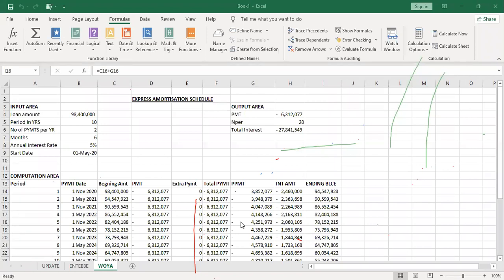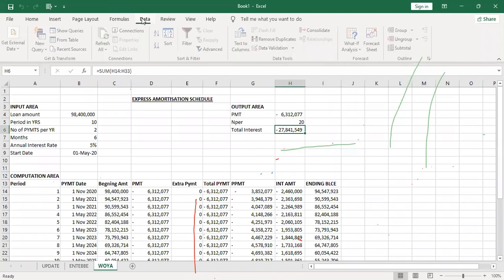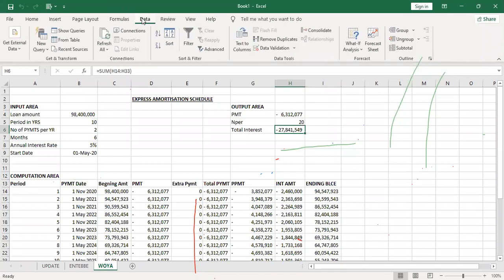So now when you click on the total interest, click on data. You see where there is a data tab at the top after formulas? Members, are you able to see the data tab after formulas? You can see it. So first click on the total interest value, then click on data. Have you managed to click on the data tab?